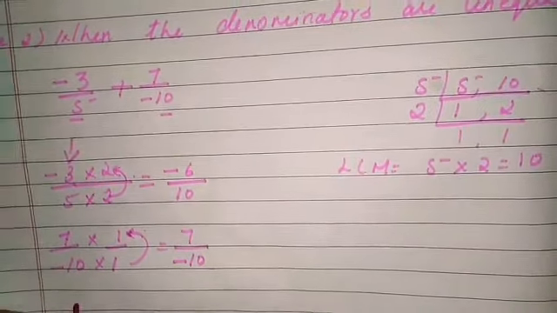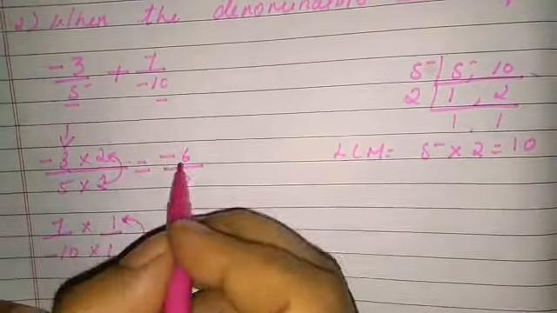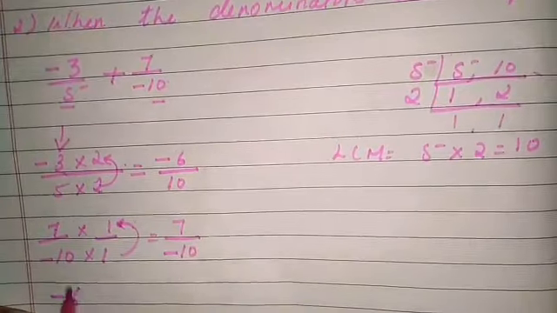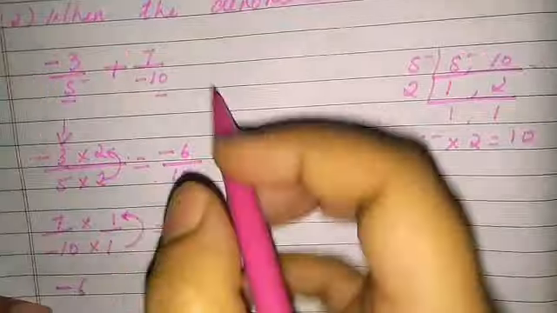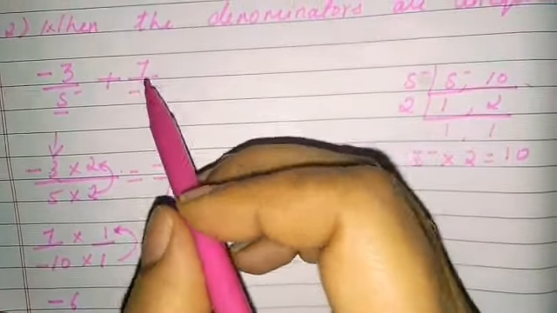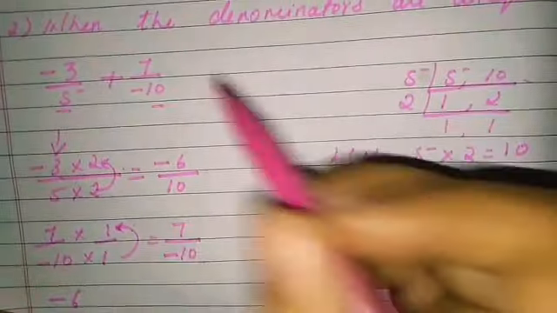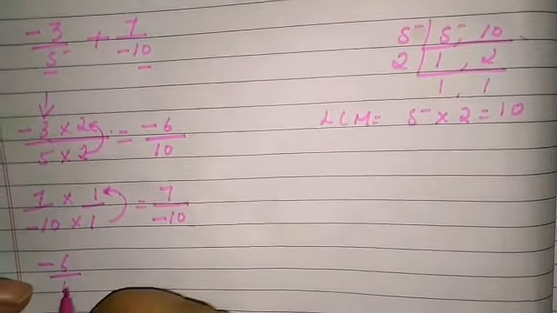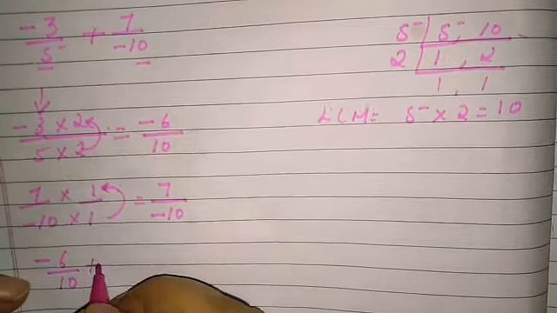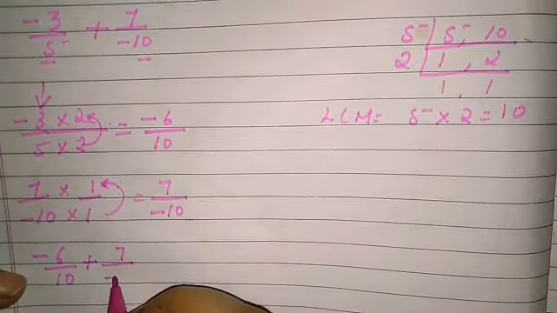So now let's check out. Let's write it in this form now. So it's minus 6. Now this is the answer. After simplifying minus 3 by 5, we got this answer, and after simplifying 7 by minus 10, we got this answer. We got the same answer. So minus 6 by 10 plus 7 by minus 10.